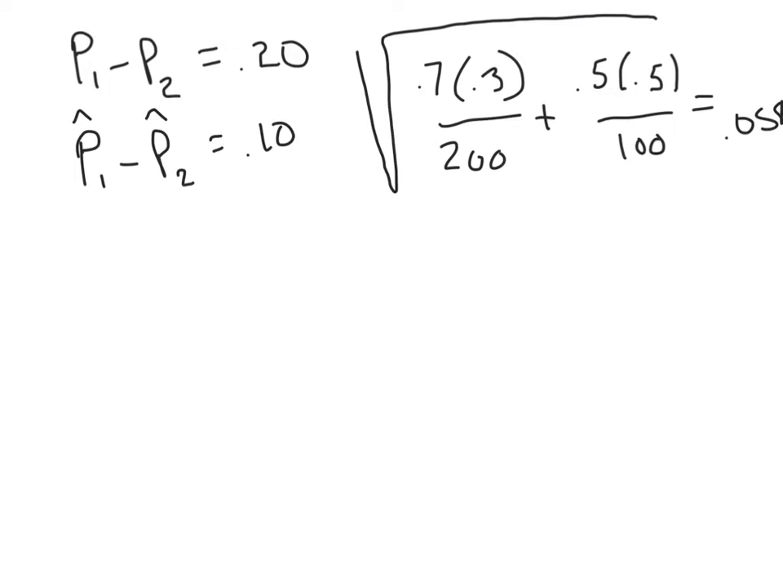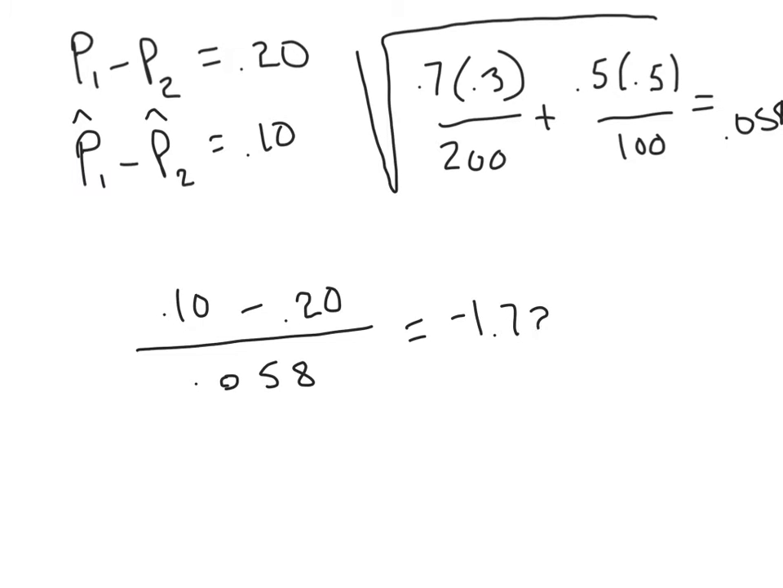Now, just like we've done lots of times before, we say, this is what we got, minus what the population says, and we're going to divide it by the standard deviation, 0.058. And we get a value of negative 1.72. Plug that into normal CDF, and you get our p-value.